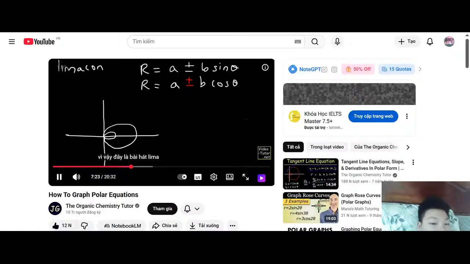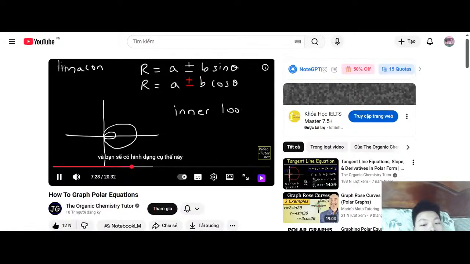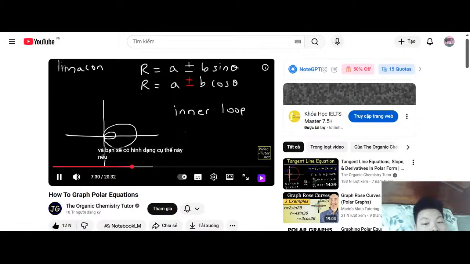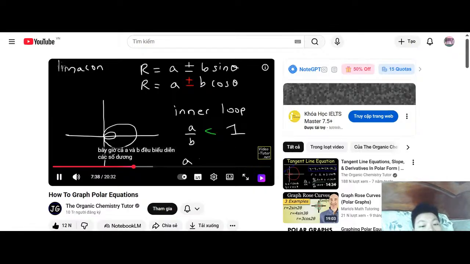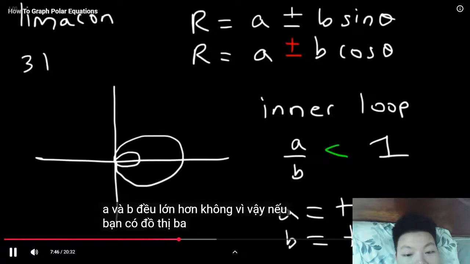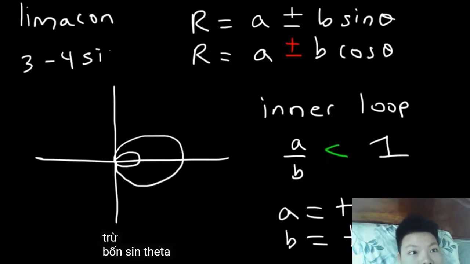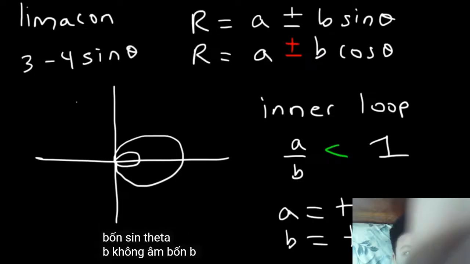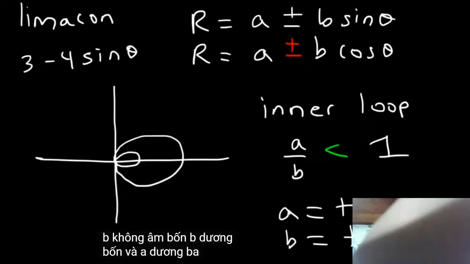So this is the limaçon with the inner loop. And you get this particular shape if a divided by b is less than 1. Now both a and b represent positive numbers. A and b are both greater than 0. So if you get the graph 3 minus 4 sine theta, b is not negative 4, b is positive 4, and a is positive 3.